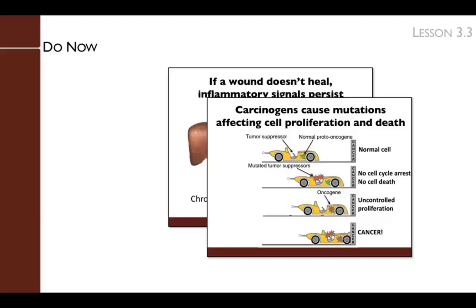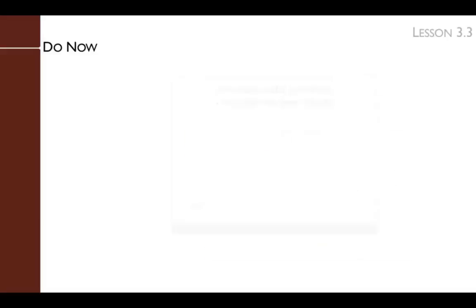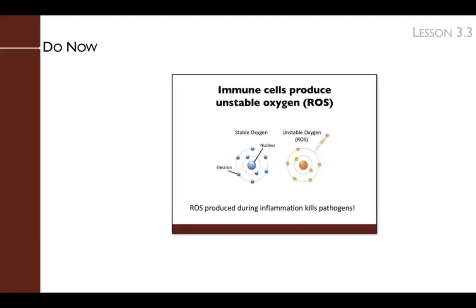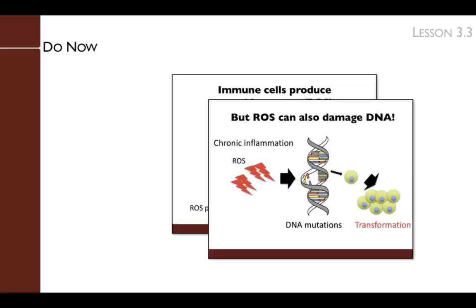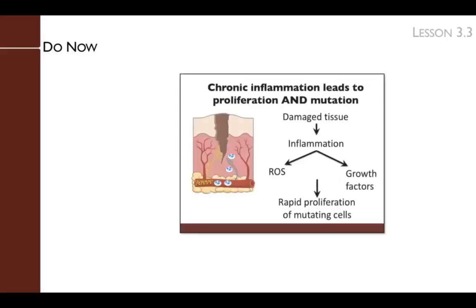But how does chronic inflammation act like a carcinogen? Inflammation produces reactive oxygen species in order to kill pathogens. These reactive oxygen species damage DNA. If cells with damaged DNA proliferate, they can be transformed into cancer cells. Inflammation becomes chronic when growth factors continuously stimulate cells to proliferate. At the same time, the reactive oxygen species are produced that can damage DNA. Hence, mutated cells may also be stimulated to proliferate.